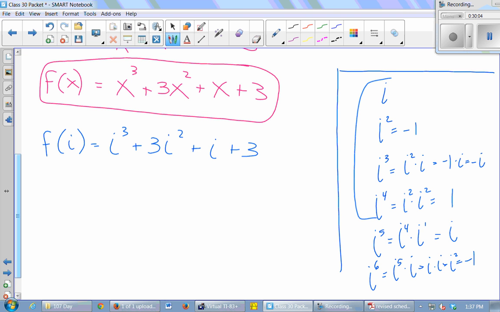So i cubed is -i. i squared is -1, so this is -3, plus i plus 3. -i and a positive i cancel, a -3 and a positive 3 cancel, and I get 0. So even though you can't see i and -i in the x-intercepts, you can still check that they're zeros of your polynomial by plugging them in.